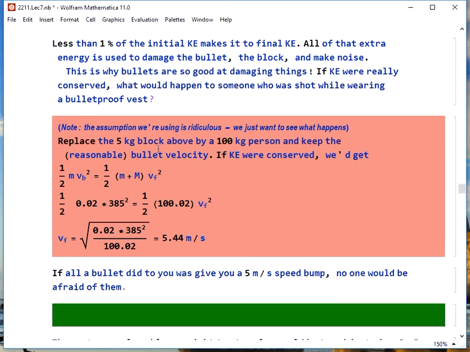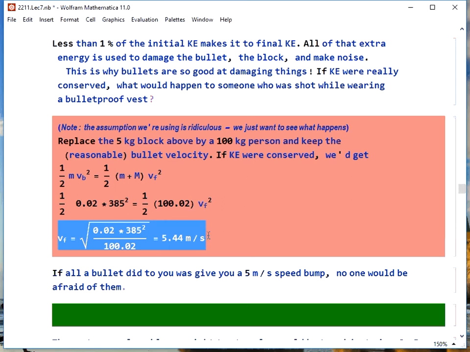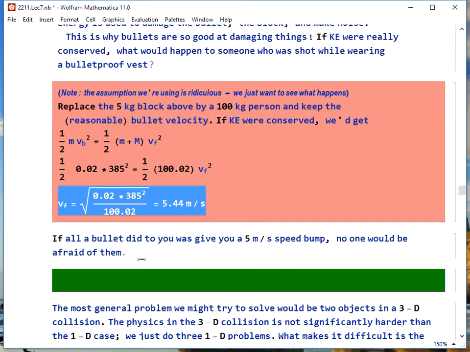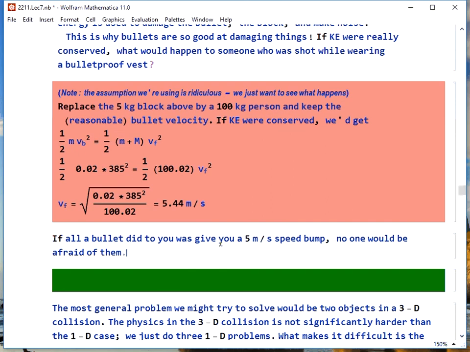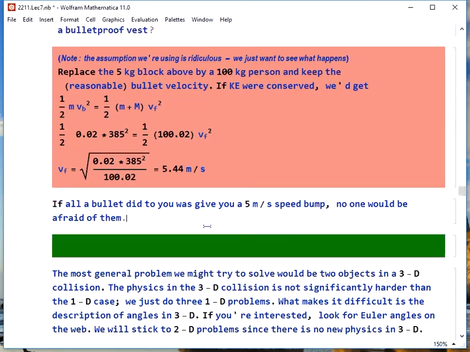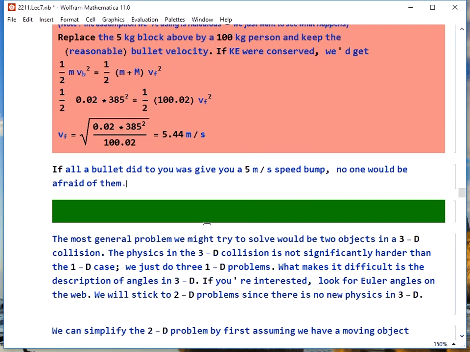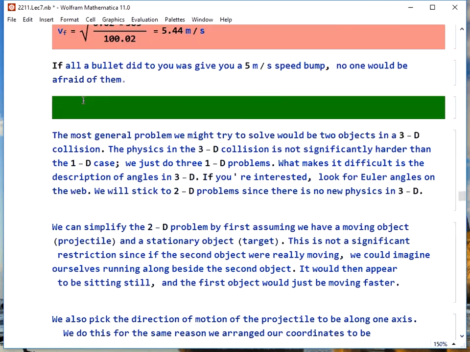If we make this assumption that kinetic energy is conserved, we take a 5 kilogram block and replace that 5 kilogram block with a 100 kilogram person and keep the bullet mass and velocity, we would get this, that your velocity changes by 5 meters per second. Bullets would not be particularly dangerous if all they did to you was give you a small speed bump of 5 meters per second. It might make you trip, but it's not going to kill you.